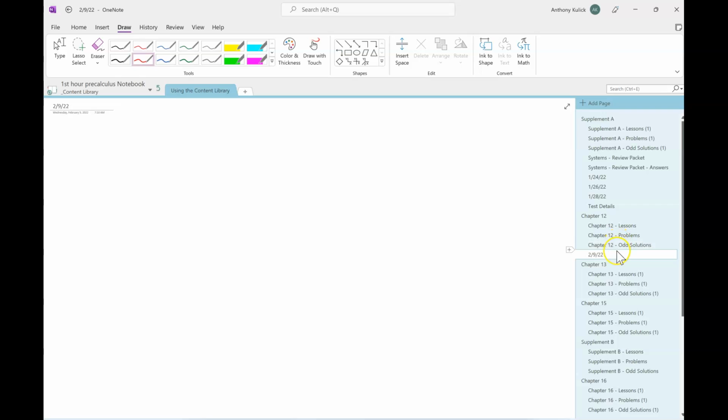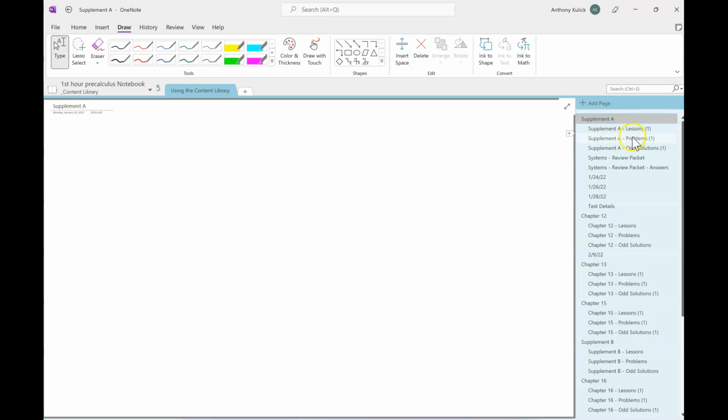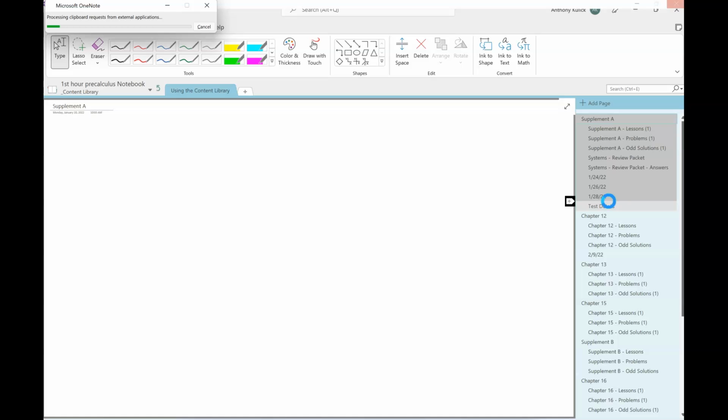So again, we've been jumping around a little bit, but we're now into chapter 12. I guess let me do this real quick here. In the content library, I'm going to move all the stuff from supplement A down to the bottom, just to keep the most recent thing up at the top, like I've been doing. You might have noticed I did that earlier.